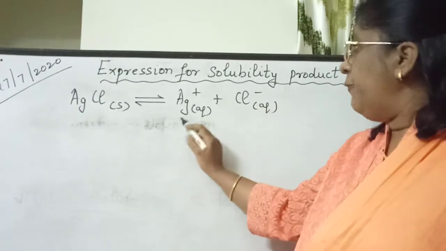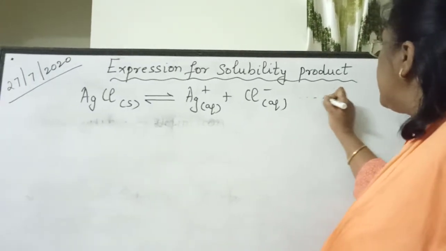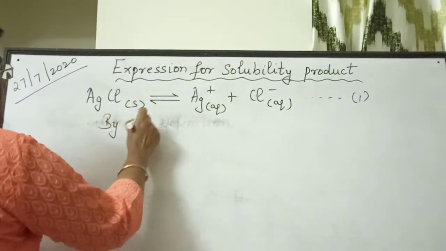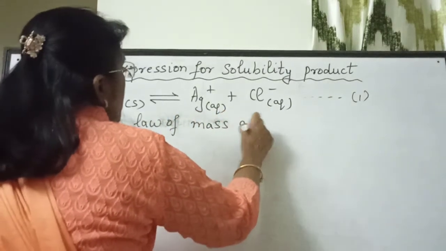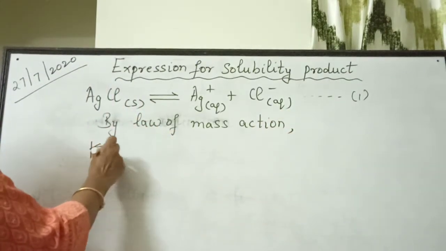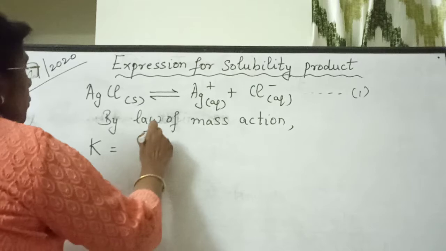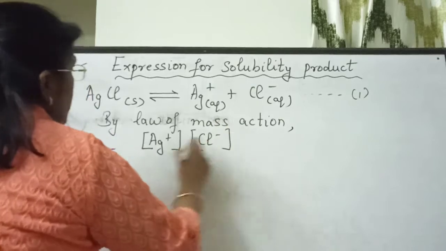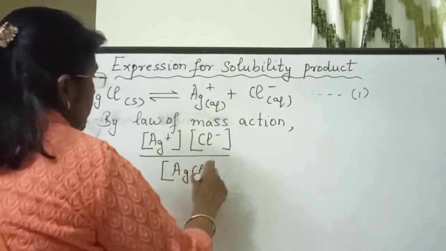Now if I apply the law of mass action to this particular equilibrium reaction, I am numbering this as equation number 1. So if I apply the law of mass action to this equation number 1, I can get the equilibrium constant K, which can be written as K is equal to concentration of Ag plus into concentration of Cl minus upon concentration of AgCl.